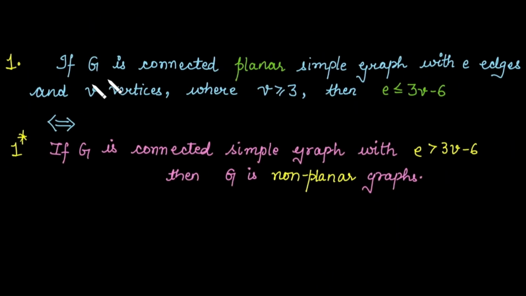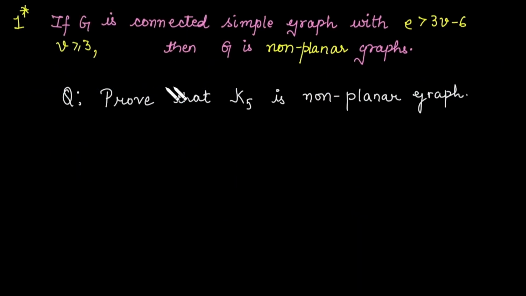The first result is: if the graph is planar with a minimum of 3 vertices, then the number of edges is less than or equal to 3v minus 6. So these two statements are equivalent. This result also says that if the number of edges is greater than 3v minus 6 and the graph is connected as well as simple with a minimum of 3 vertices, then the graph is always non-planar. With the help of this result, we can prove that K5 is a non-planar graph.